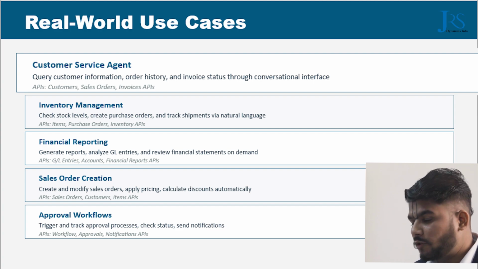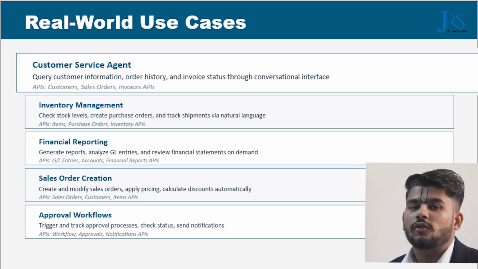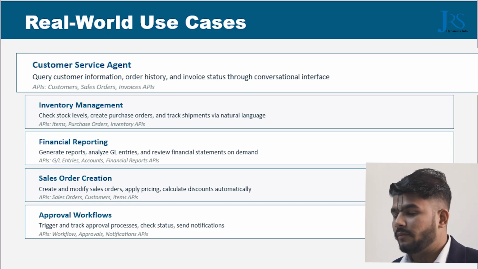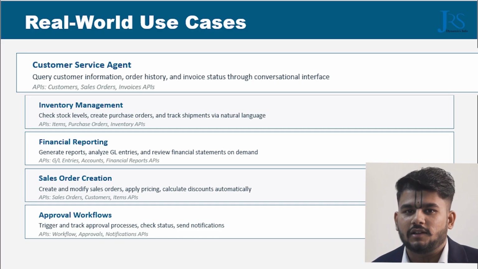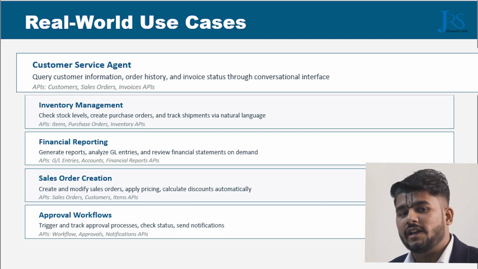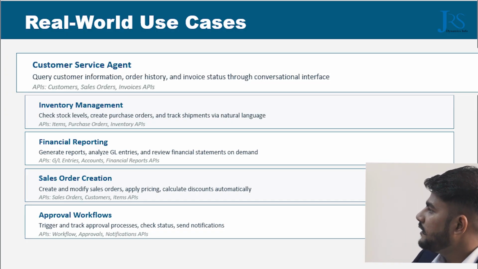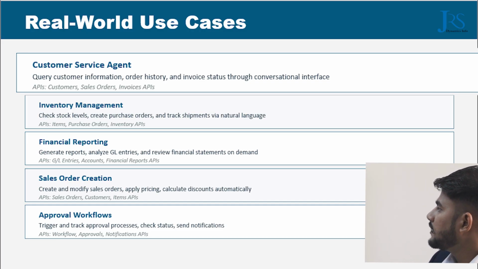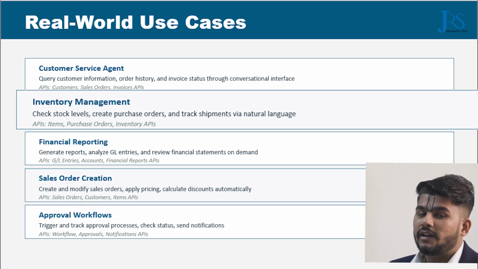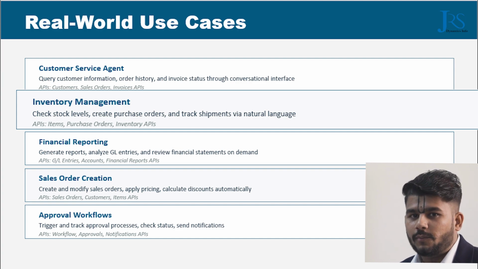So the perspective, or you can say the industry, will change as MCP grows and AI grows. Satya Nadella already said that ERP will not be like the ERP they are currently. They will be totally based on agents and AI. That's where things are going. So the customer service agent is a kind of thing that can query customer information, order history, and invoice status through conversational interfaces. Inventory management: a store or warehouse person doesn't need to go to the ERP, get a report and then check things.